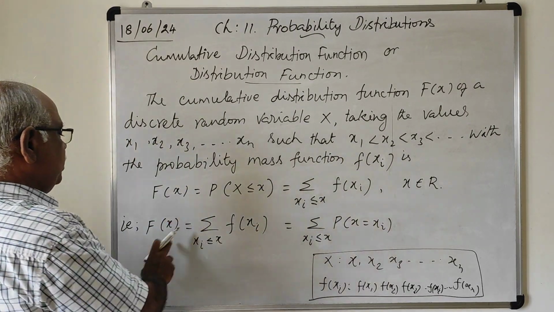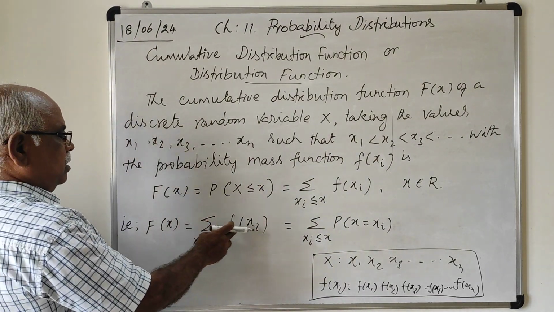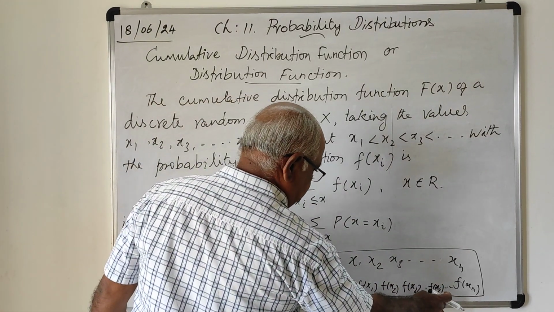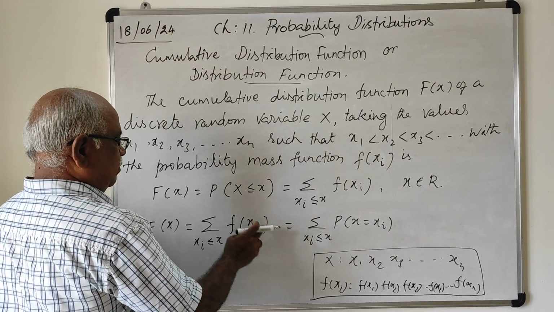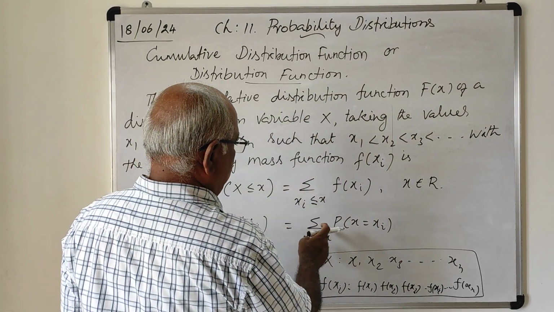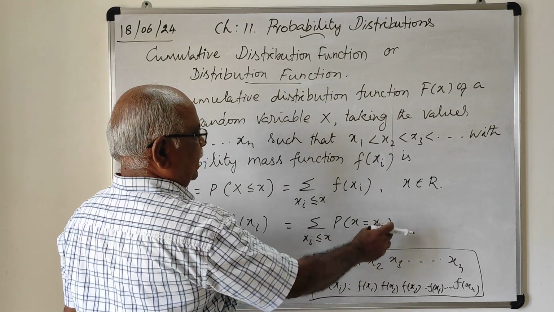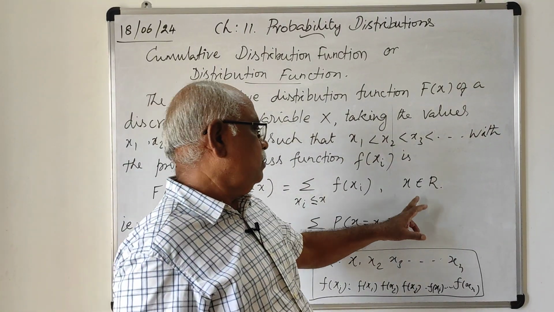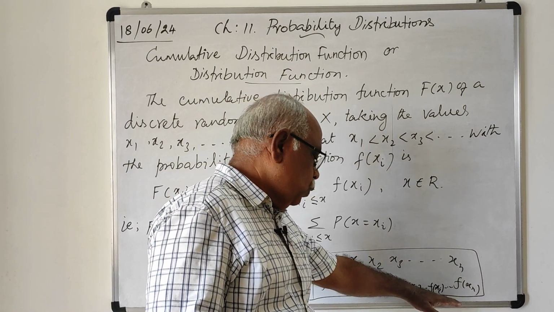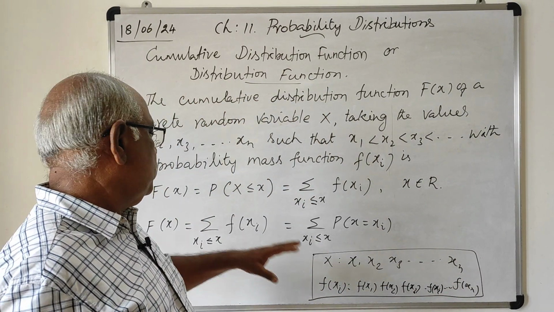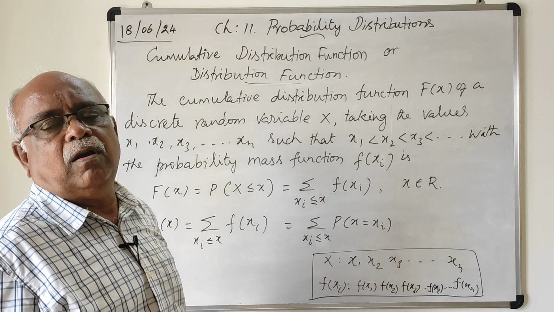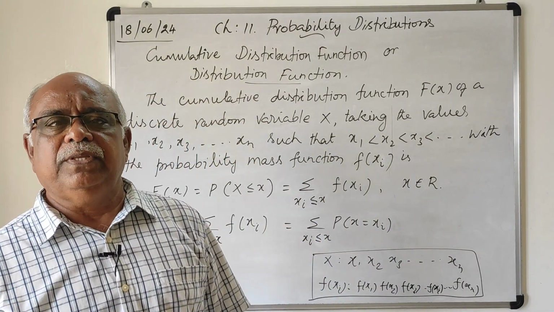That is, the cumulative distribution capital F of x is the summation of the probabilities up to some certain xi, f of xi. The summation of all these probabilities is called the cumulative distribution function. That is nothing but the sum over xi less than or equal to x of the probability of X equal to xi, where xi belongs to R. Up to some certain stage, you add all these probabilities. That gives you the cumulative distribution function of the random variable x, denoted by capital F of x. That's all for the definition. We will continue the problems in the next video. Thank you.